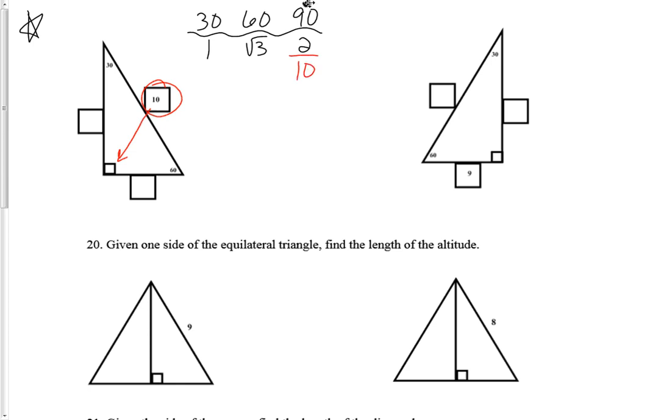And then I need to label one of the sides as x. I'll call this side x. It's across from the 30, so I go to my 30 and I make a fraction with the 1. I'm going to take these two fractions and set them equal to each other.